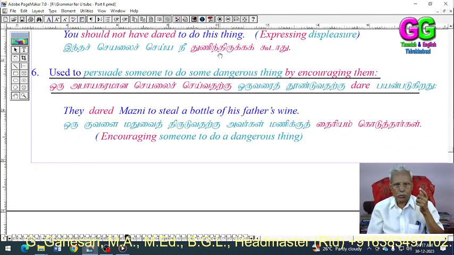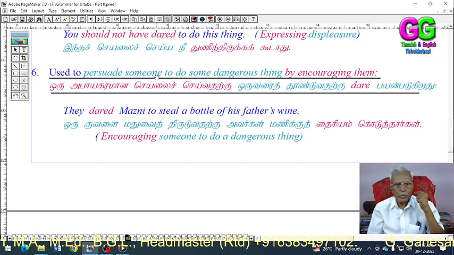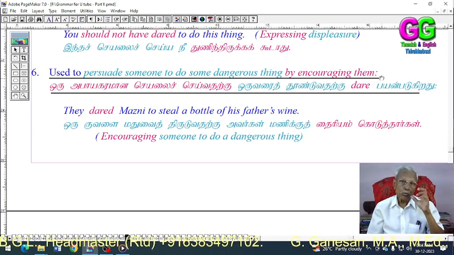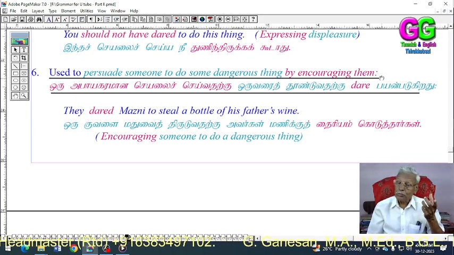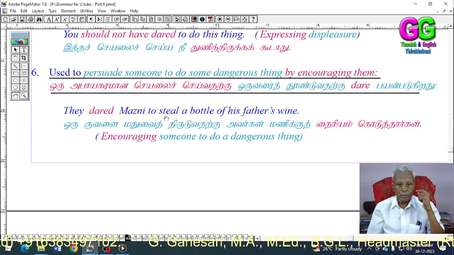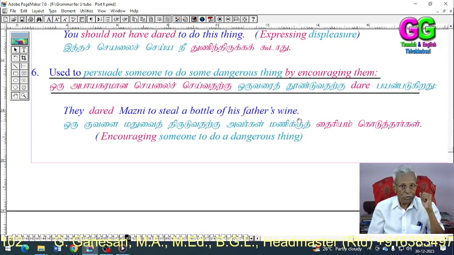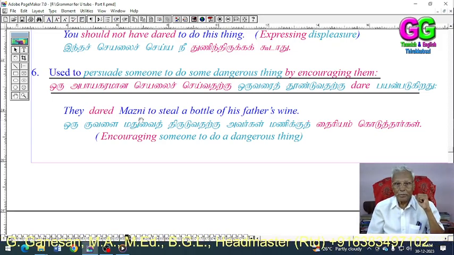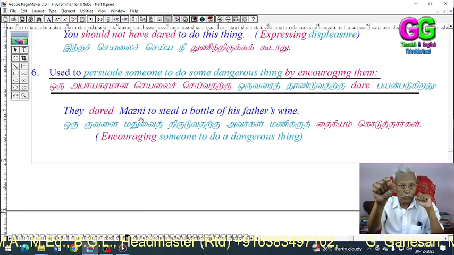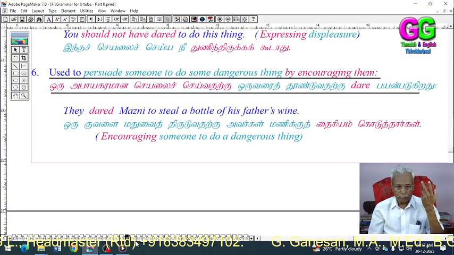Then the sixth use of dare as a pilot is used to persuade someone to do some dangerous thing by encouraging them. They induced him to steal a bottle of his father's wine, encouraging someone to do a dangerous thing.